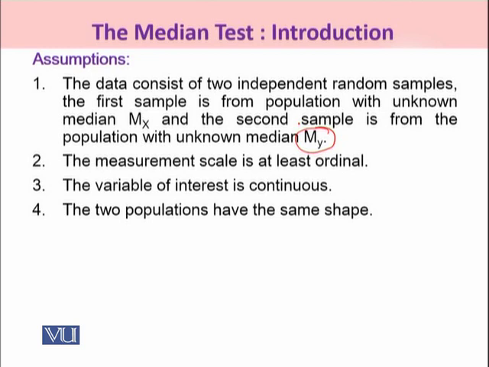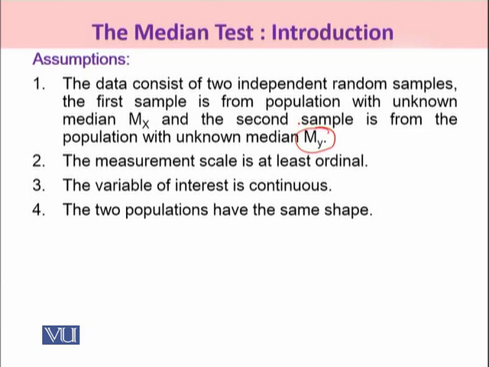Now the next assumption is that the measurement scales are at least ordinal. That means if we are talking about the categories under that data, they must be at least measured onto the ordinal scale, or they may be measured onto the interval or ratio scale.